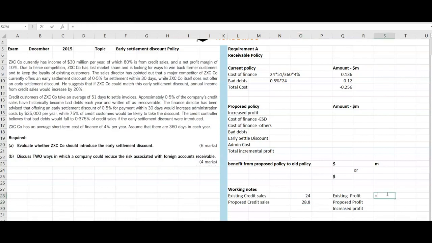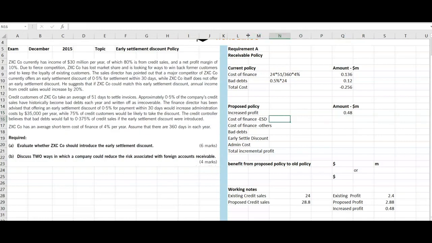So the existing profit we need to know. So that is this number into 10%. We got our existing profit. We can copy the same and we can find out the proposed profit. So proposed profit is 2.88, and the increase in the profit would be this number minus this number. So we got 0.48. This 0.48 is a positive number as it is a profit, 0.48.